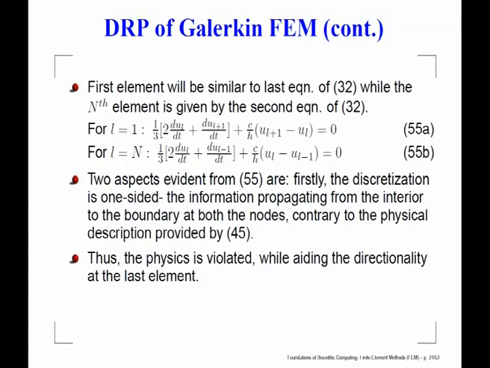Okay. And this is not a symmetric representation. You can see this is U L plus 1 minus U L, and this is what I was saying, that information is propagating in the wrong direction, because you are sitting at L equal to 1, but the information is coming from L equal to 2, which is a wrong attribute physically. Whereas for L equal to n, this is okay, because you are going from inside the domain towards outside. So, that does not cause any problem. In fact, that causes extra dissipation. Okay. So, thus we can conclude that the physics is somewhat violated while aiding the directionality at the last element.